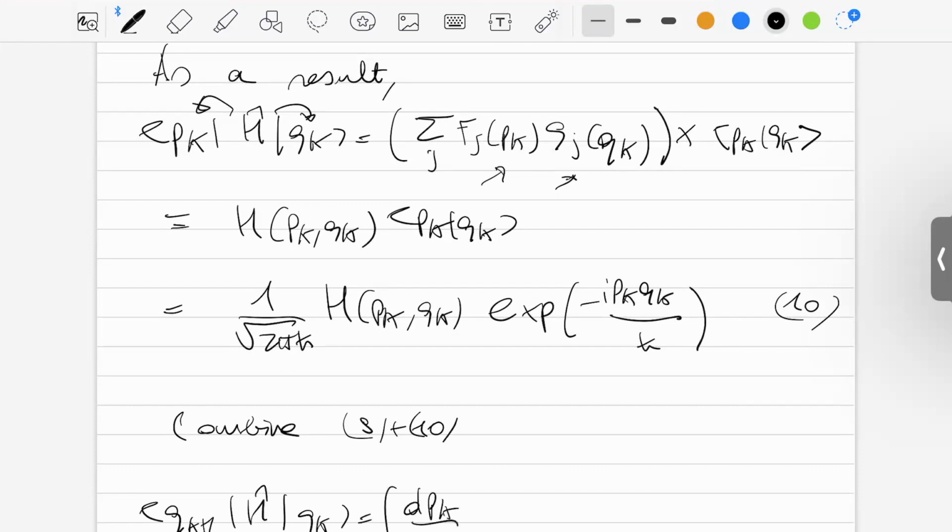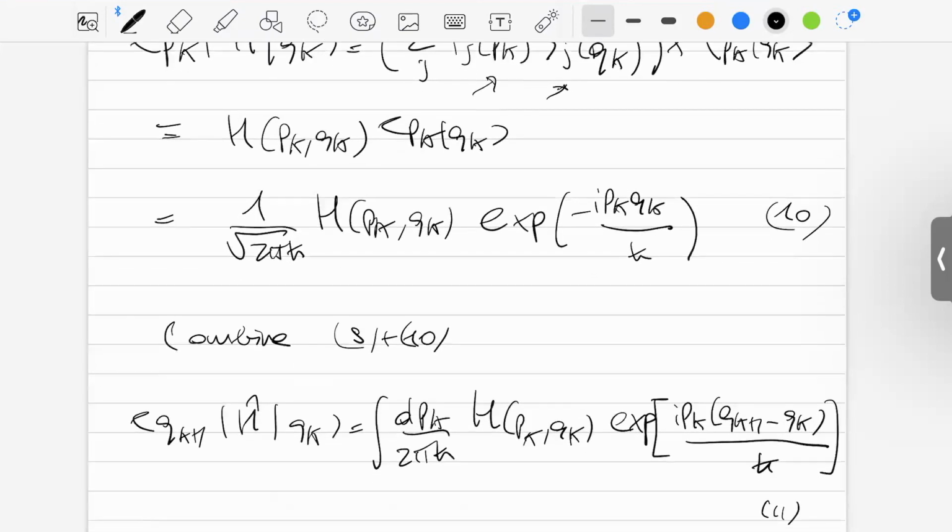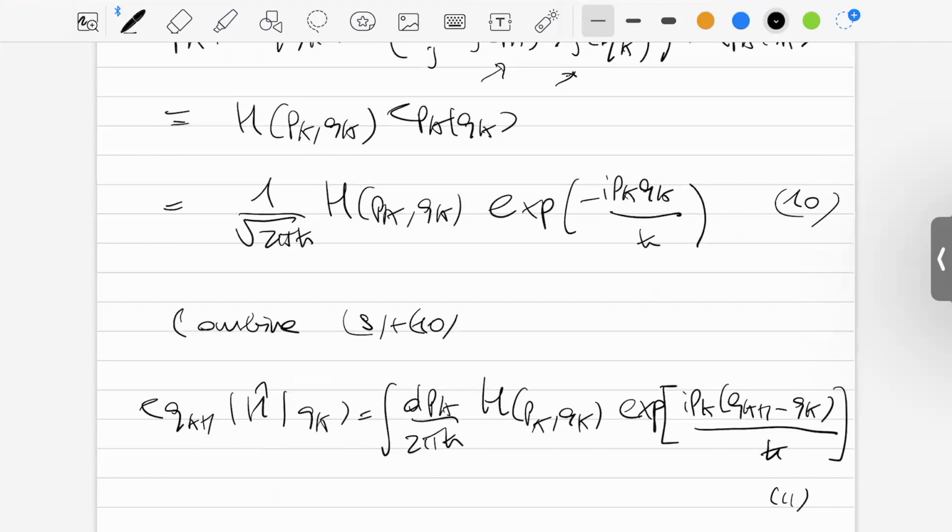We have a single integral over the momentum. This function is just a function of Pk, of the momentum, and the position, times the exponential of I Pk times Qk plus 1 minus Qk divided by h bar. So these are the matrix elements of H between the momentum and the position. Now that we have this, we can go back to equation 8 and get what we wanted.